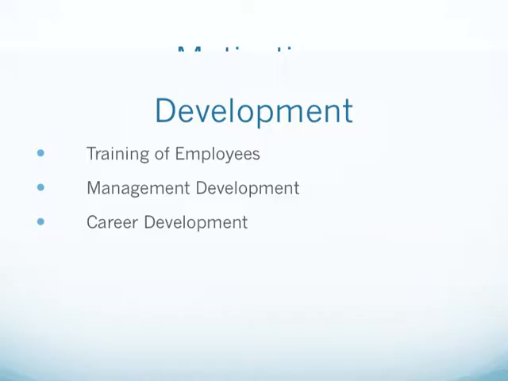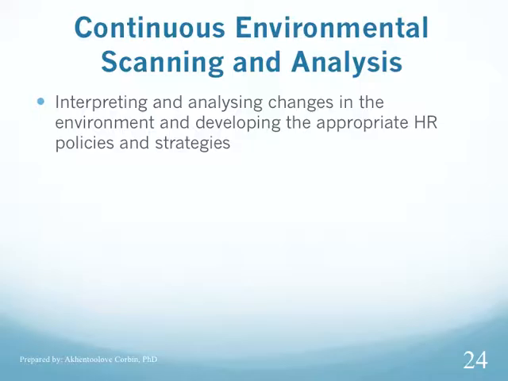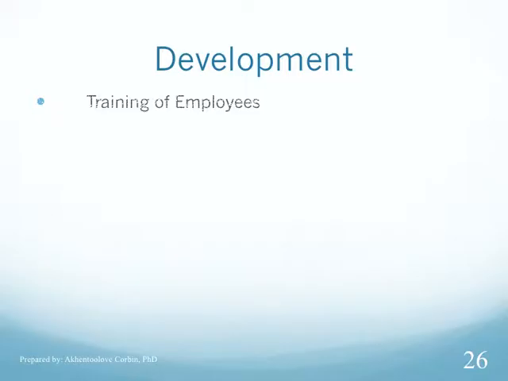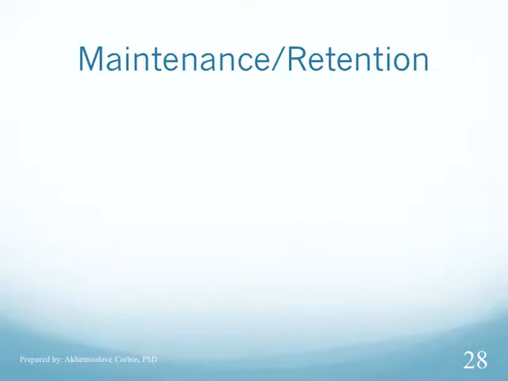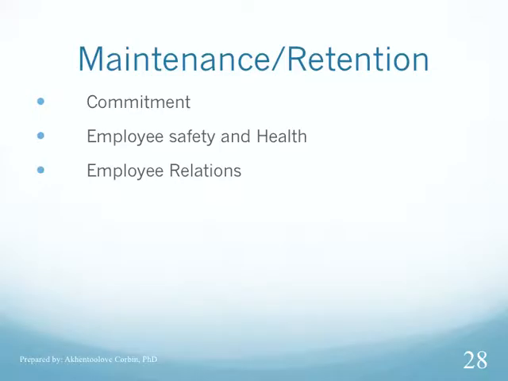So remember the phases, if you go back again: the first phase is environmental scanning, followed by the acquisition phase and the functions under it, followed by development and the three functions under it, then motivation, and the functions of appraisal, compensation, evaluation, job design. And then maintenance and retention is the final phase. Under maintenance and retention, we have employee relations, employee health and safety, and we also have commitment there. And we know employee health and safety is very big across organizations today.